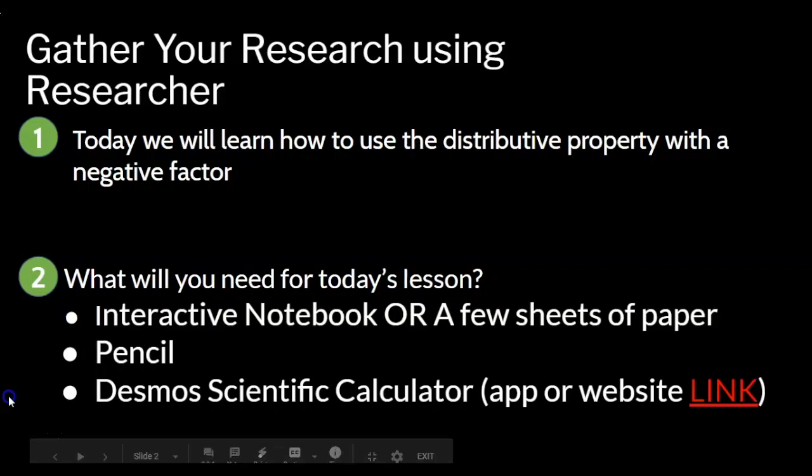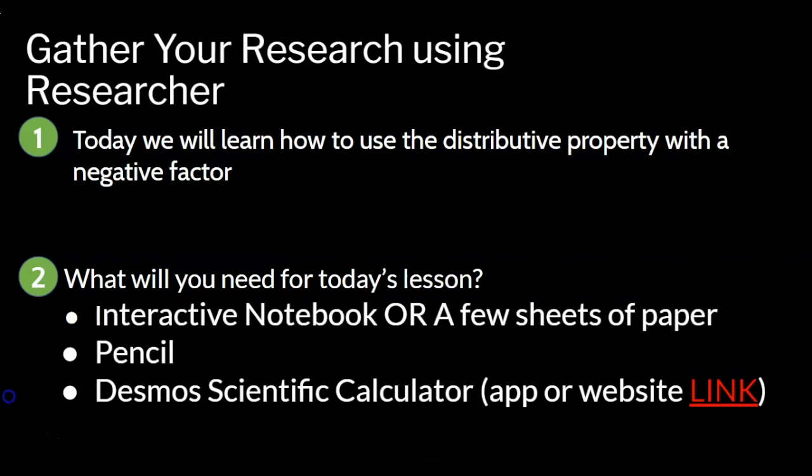Today, we will learn how to use the distributive property with a negative factor. Before we get started, you will need a few supplies: your interactive notebook or a few sheets of paper, a pencil or other writing utensil, and the Desmos Scientific Calculator.